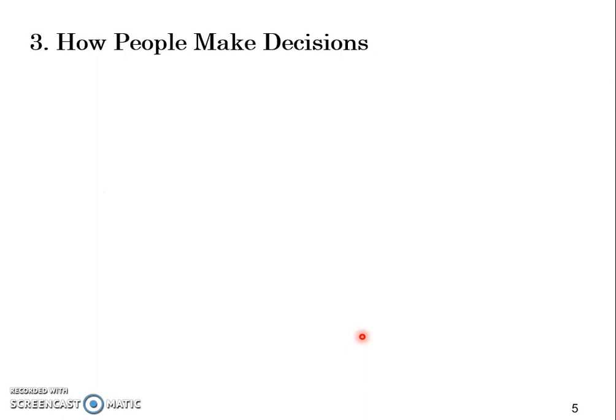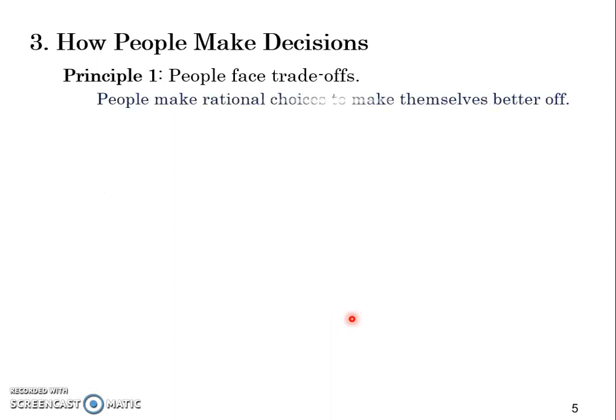That leads to the first principle of this chapter. Principle number 1: people face trade-offs. Now, there are different interpretations of this principle. One of them is people make rational choices to make themselves better off. When we make decisions, we definitely want to make ourselves better off, right? So that's pretty easy to understand.